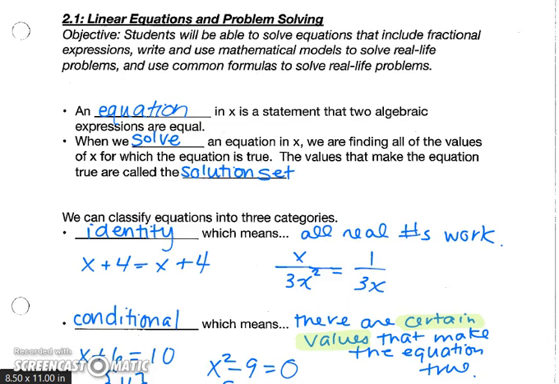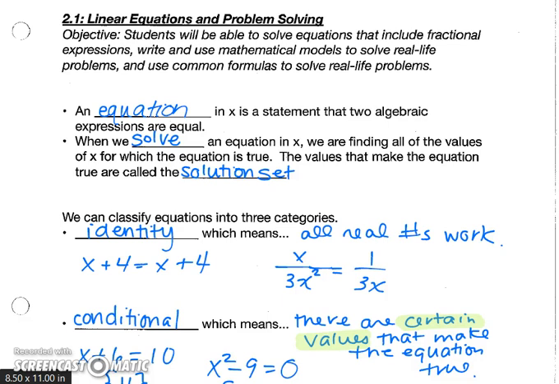Section 2.1 is linear equations and problem solving. So this might be some stuff that you've already seen before, but hopefully you can get a little refresher. An equation is a statement where two algebraic expressions are equal. When we solve the equation in x, we're finding all the values for x that make the equation true, therefore finding what we call the solution set.